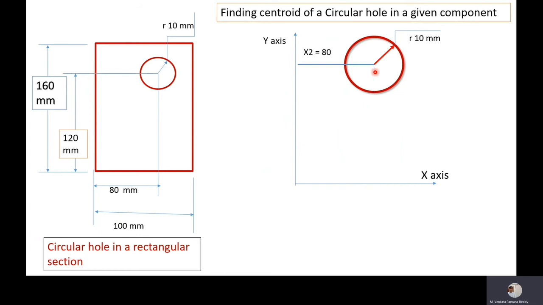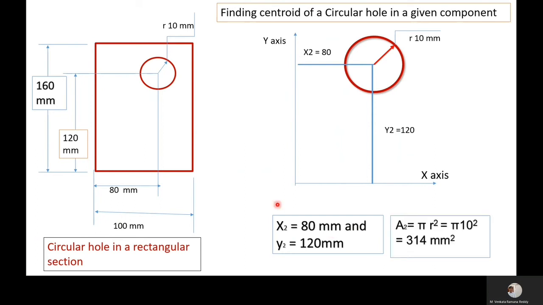Again I am saying the centroid of this circle is at a distance 80 mm from the y-axis and 120 mm from the x-axis. So x2 is equal to 80 and y2 is equal to 120. Then area of the circle is pi r square. r value 10 mm. Area of the circle is equal to pi into 10 square, which is equal to 314 millimeters square. x2 is equal to 80 mm and y2 is equal to 120 mm.